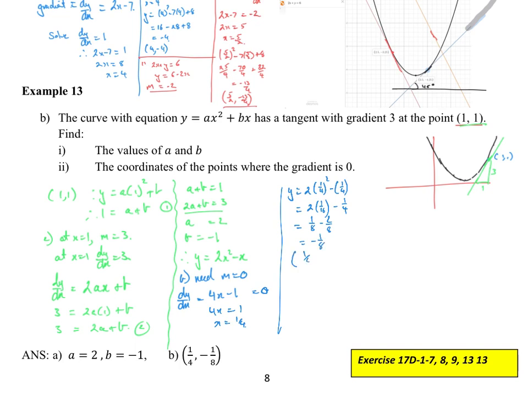So the point I'm interested in is 1/4, negative 1/8. There's our answer down there, which suggests that maybe my a equal to 2 and b equal to negative 1 is correct. All right.